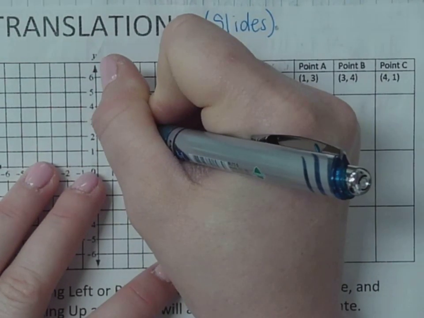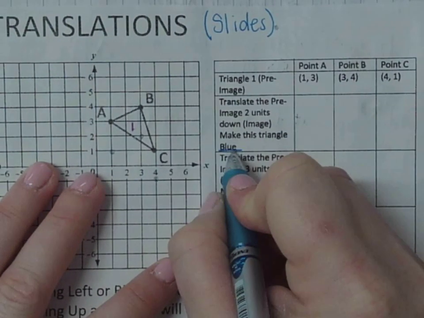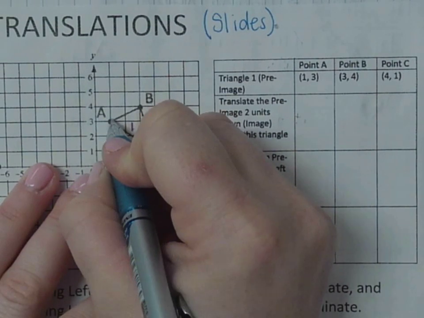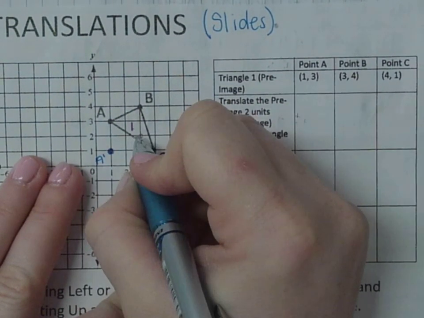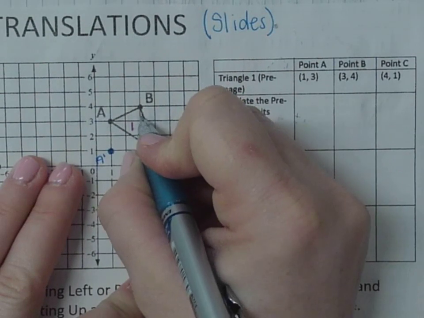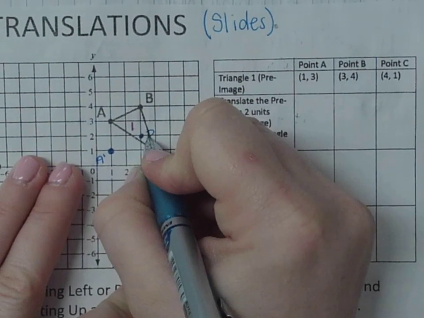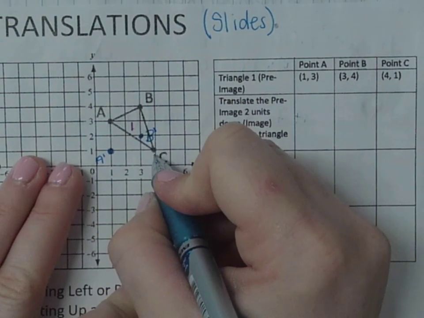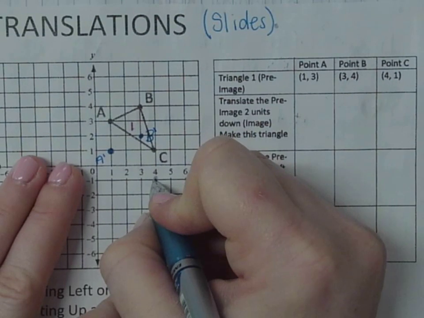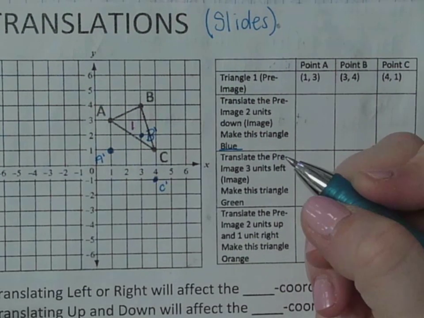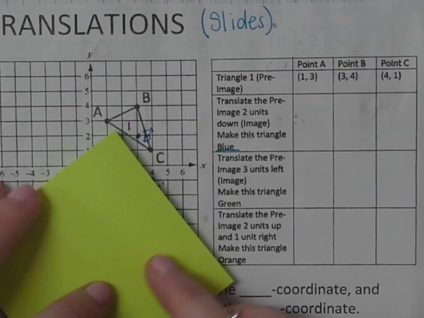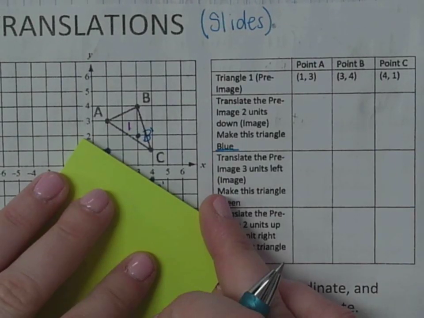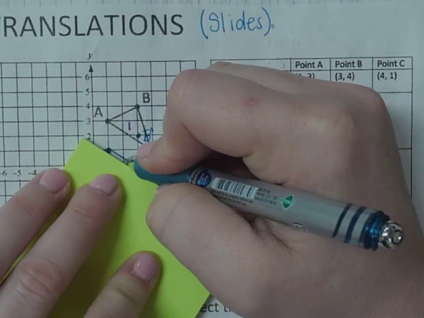It says mark it in blue. So I'm going to move A down 2, and this is called A prime. I'm going to move B down 1, down 2, and that would be called B prime. And then C is down 1, down 2, and of course that's C prime. Then you can use any straight edge to connect that. I'm just going to use the edge of a Post-it. You could use a ruler.